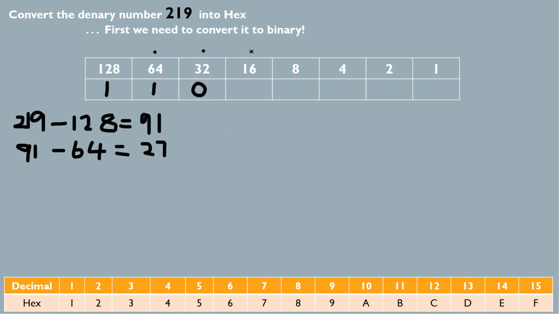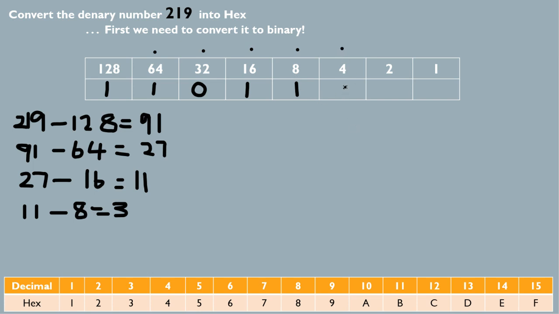Okay. Will 16 go into 27? Yes, it will. So I put a 1 there. And I'm going to say 27 minus 16 equals 11. Okay. So will 8 go into 11? Yes, it will. Put a 1 there. So I'm going 11 minus 8 equals 3. Okay, so I've got 3 left.